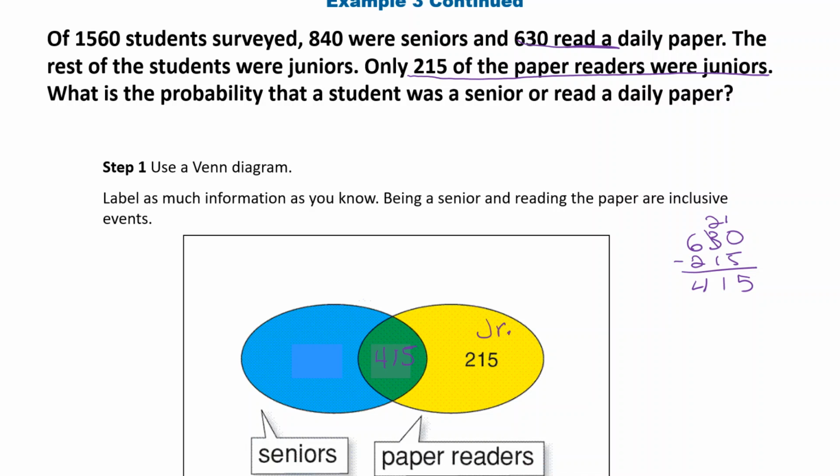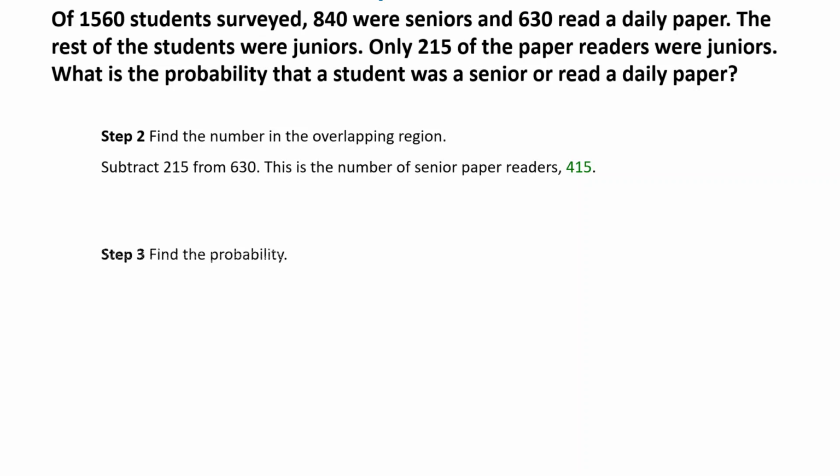All right, so now I know that there are 840 seniors in all, and I know that 415 of them are actually the readers. So we're going to subtract that, and we end up with 425 seniors. All right, so we have 425 seniors that are not readers, 415 seniors that are readers, and 215 juniors that are readers. So the part that we're really going to be super interested in is this 415. So let's go on and see what to do next. Okay, so step 2 we've actually already done.